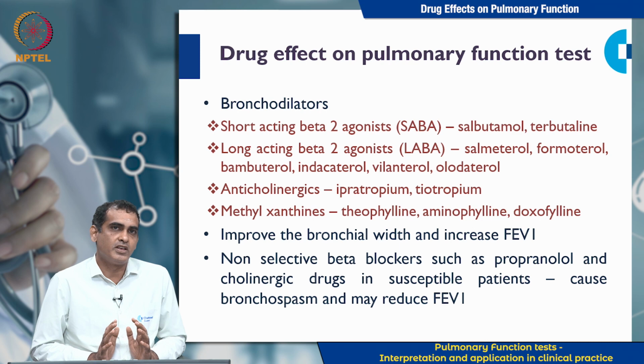And hence, the point is that when we do pulmonary function tests, we need to make sure that these patients are not taking beta agonists or beta blockers or anticholinergics or methylxanthines. We need to be aware of those facts, and hence, we can avoid masking of the real pulmonary parameters with these medications.